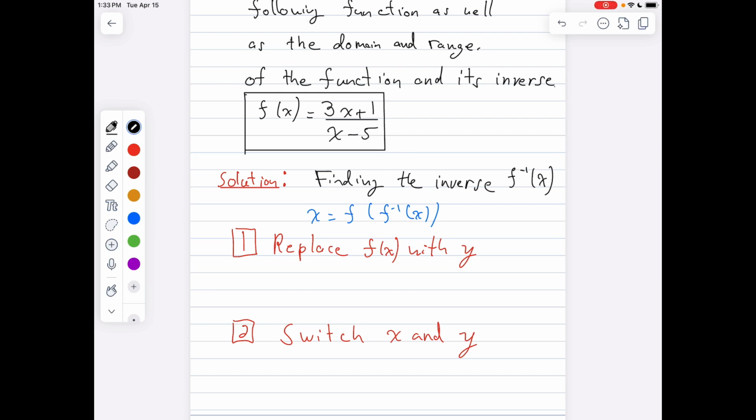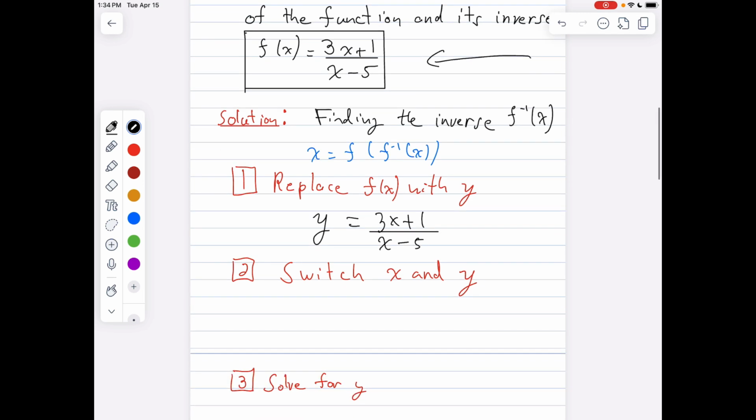The first step is that we're going to replace f of x with y in the function that we're given up here. So this is going to look like y equals 3x plus 1 over x minus 5. And that is actually not even necessary at all here. You could go to step 2, but traditionally it's done this way by many people, and many teachers teach it that way, so I just wanted to start with that. But you could totally start with step 2, and step 2 is necessary.